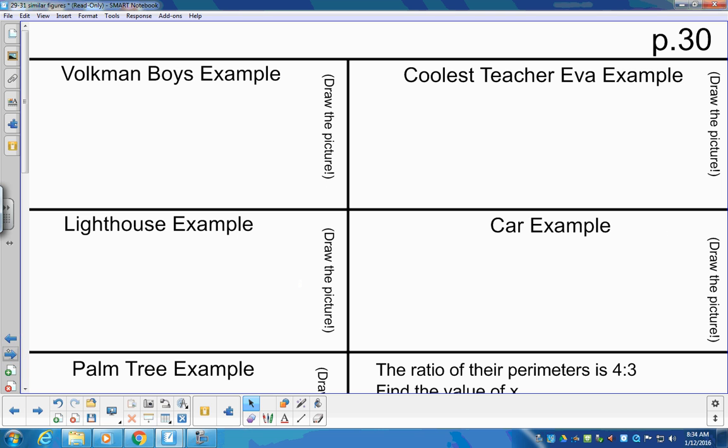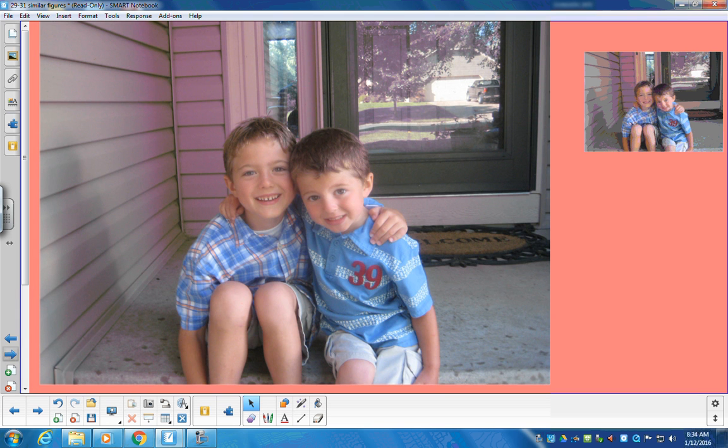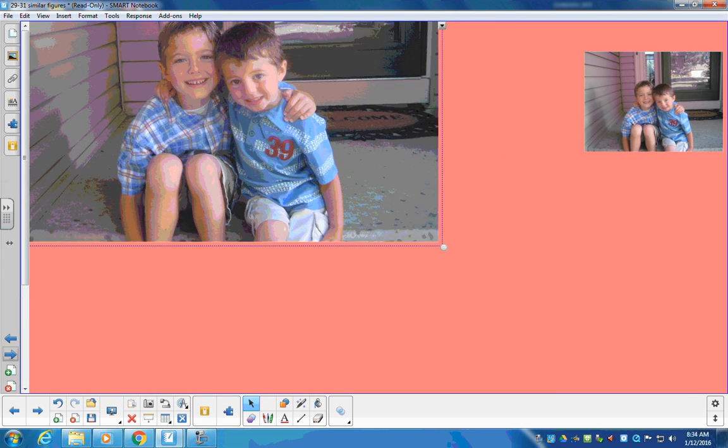Top of the next page, it should say Volkman Boys Example. I'm going to show you a picture of my kids when they were little. We're going to talk about when you take a photo and you shrink it or you enlarge it. So we reduce or we enlarge photos all the time. Here's a picture of my oldest son Nate, I think on his first day of school, and my youngest son Matthew, I think on his first day of kindergarten.